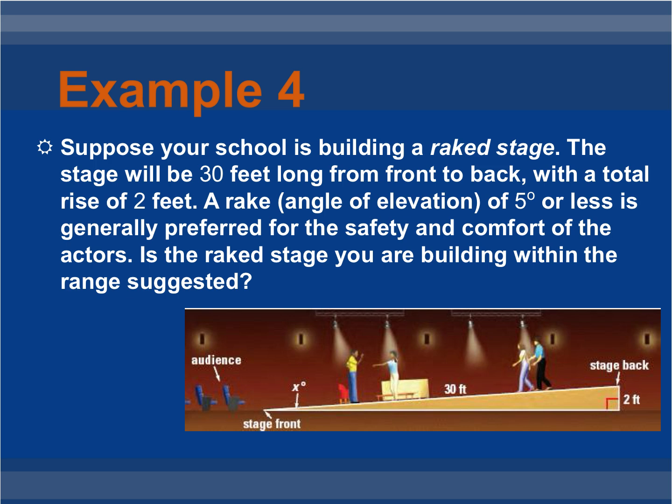Looking at example number 4, it says, suppose your school is building a rake stage. This stage will be 30 feet long from the front to the back with a total rise of 2 feet. A rake, meaning angle of elevation, of 5 degrees or less is generally preferred for the safety and comfort of the actors. Is the rake stage you are building within the range suggested? So I need to solve. According to what I'm building, is my angle 5 degrees or less? So looking at the diagram, again, we are going to use that SOHCAHTOA.